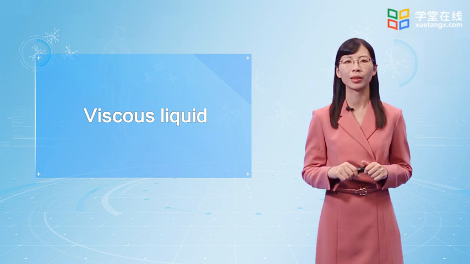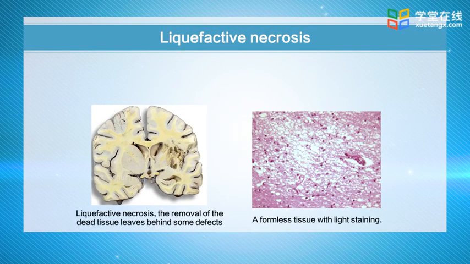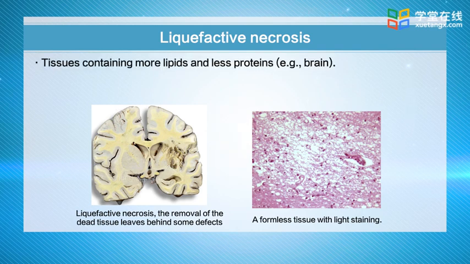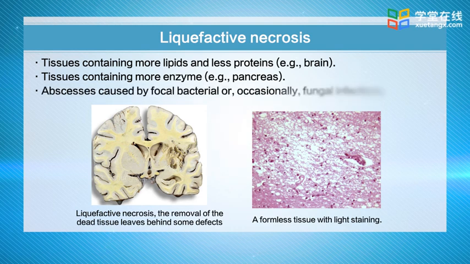In liquefactive necrosis, the necrotic tissue is completely digested and turns into viscous liquid. Discharge of the liquefied products leaves a cyst space behind. The liquefactive necrosis can be seen here. We have tissues containing more lipids and little proteins, such as the brain, and tissues rich in enzymes, such as the pancreas. Abscesses caused by focal bacterial infection are also typical liquefactive necrosis because bacteria stimulate the accumulation of inflammatory cells and the enzymes of leukocytes digest the tissue.